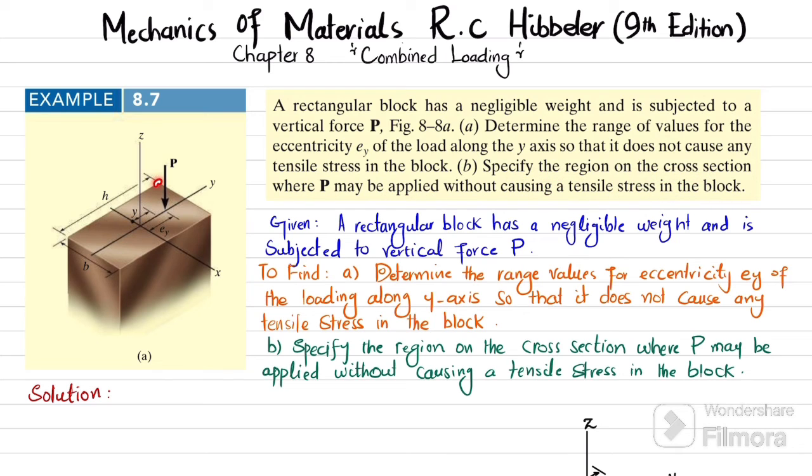So you can see this is a rectangular block. This height is h and this width is b. This is the y-axis, this is the x-axis, and this is the z-axis, where we have a P load in the direction of z, and that is at an eccentricity away from this center. Our eccentricity along the y-axis is EY. So due to this load and eccentricity, you will see that there will be a compressive stress along with the bending moment.